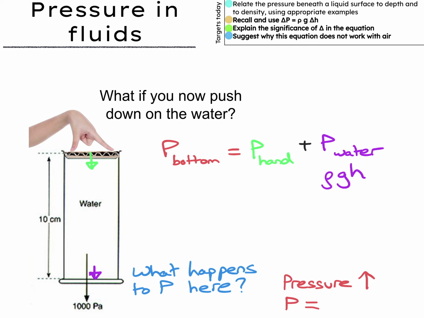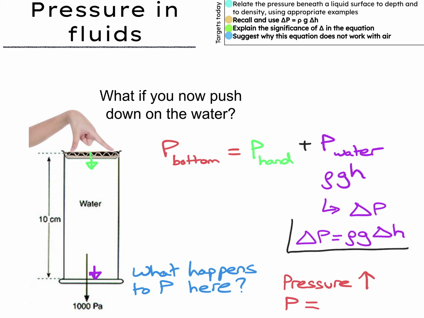So the pressure due to the depth of water is referred to as the change in pressure, delta P. And the depth is the change in depth, delta h. And that gives us this equation, delta P equals rho g delta h.